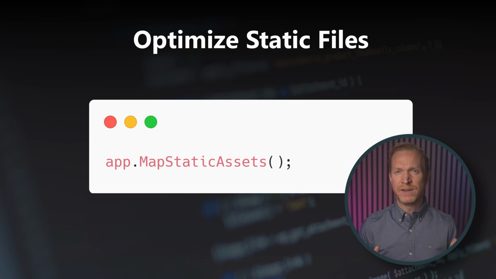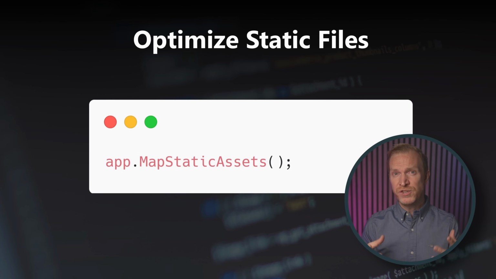There's more stuff added to ASP.NET Core. Blazor is a huge portion of ASP.NET Core, but we'll save that for a potential later video. ASP.NET Core also introduces the concept of map static assets. This is a new way of mapping your static files.